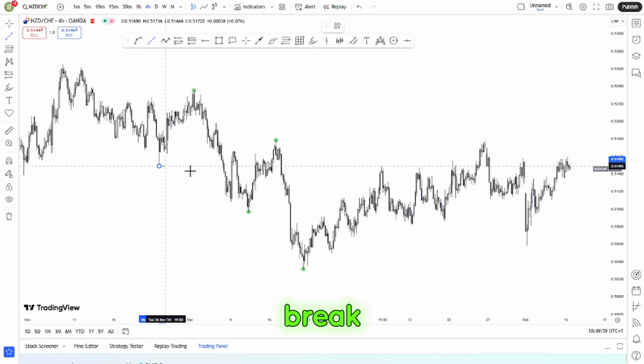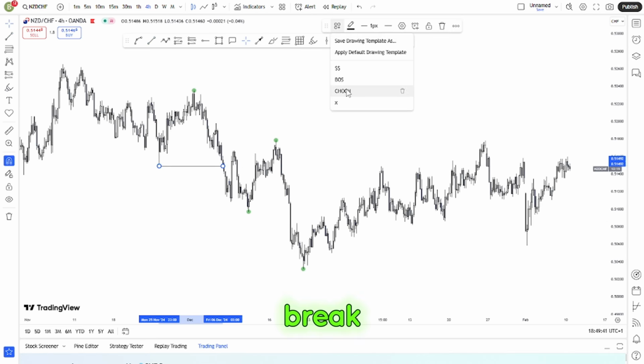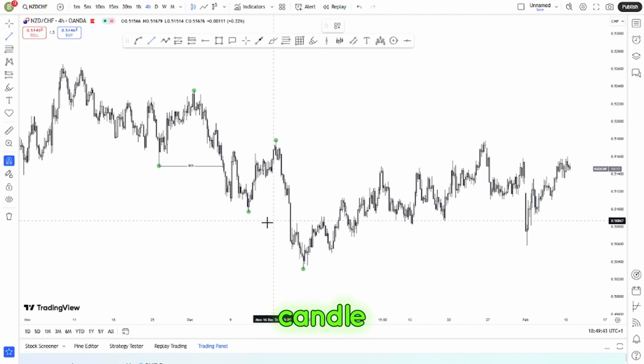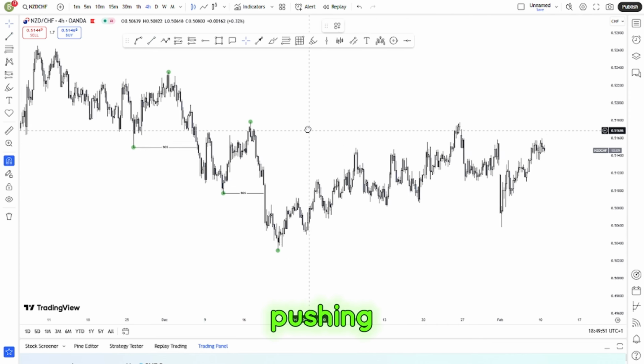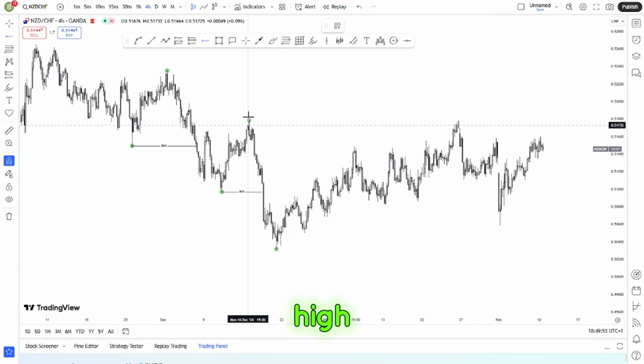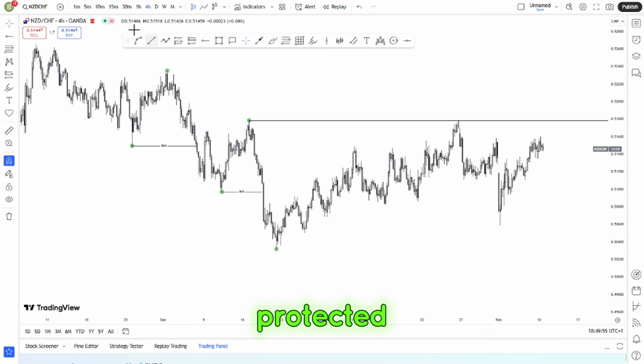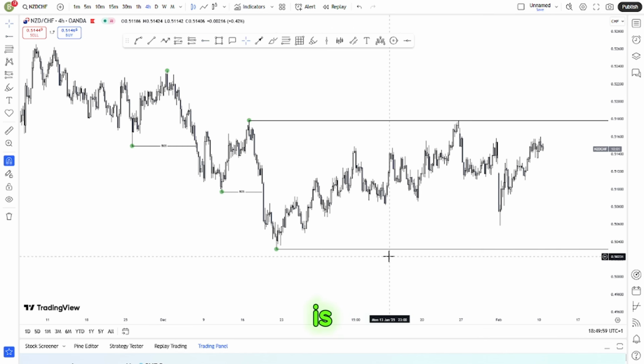So that is the current market structure, as you can see right there. And we had a break here, and I'm using the 3 candle pullback, guys. And here we also had a break of structure within this point. So the market is pushing down, and from this high, this is a protected high, and this is your targeted low or your weak low. This is where you target.